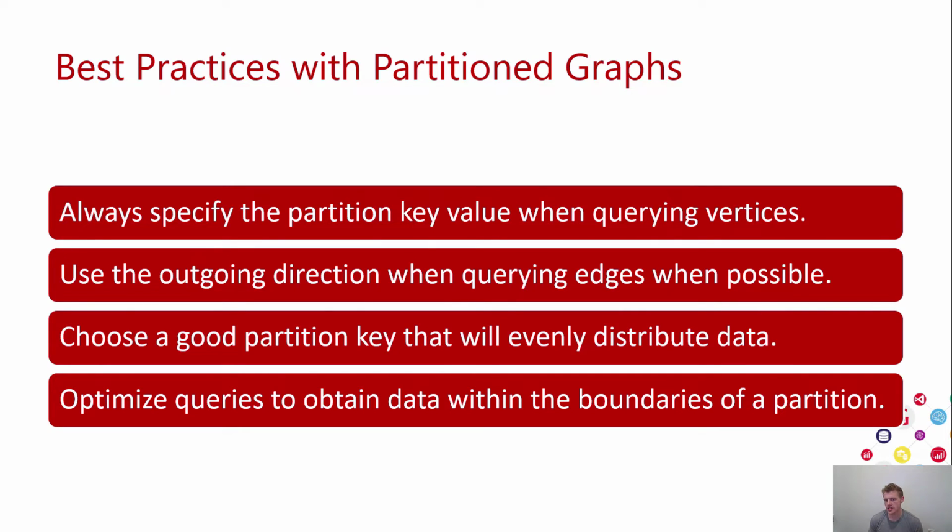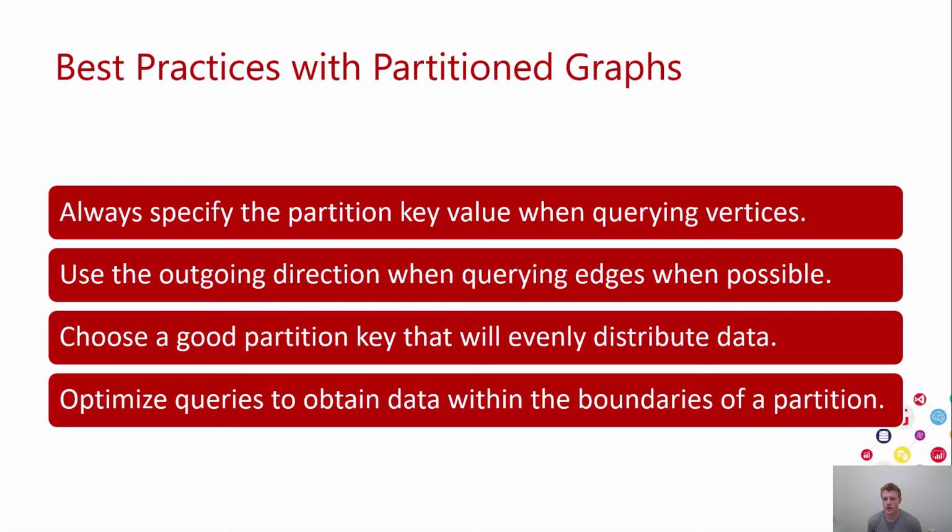When you're choosing a partition key, choose a partition key that will evenly distribute data across partitions. And this decision heavily depends on the data model of your solution. So think of a property within your data that will help achieve that even distribution across partitions when you're choosing a partition key value.